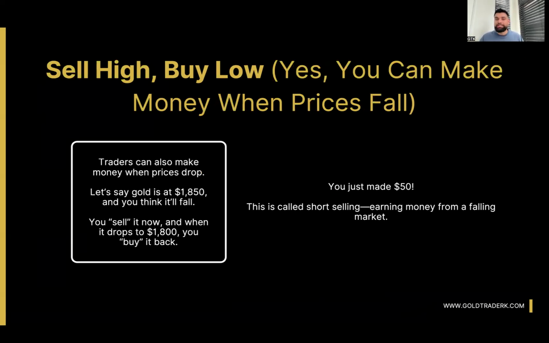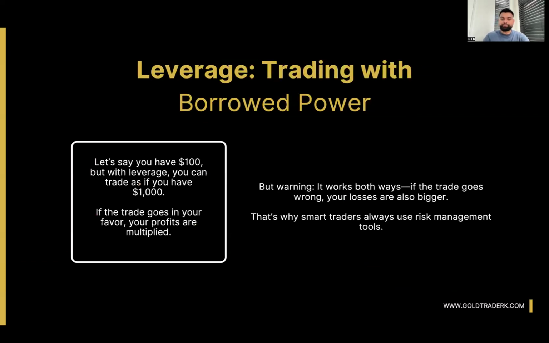Same logic, sell high, buy low. Yes, you can make money when price falls. Traders can also make money when the price drops. Let's say that gold's price is at 1850 right now, and then you think it's going to fall and you sell it beforehand. And then when it drops to 1800, you buy it back. You've just made $50 profit. It's called short selling, earning money from a falling market.